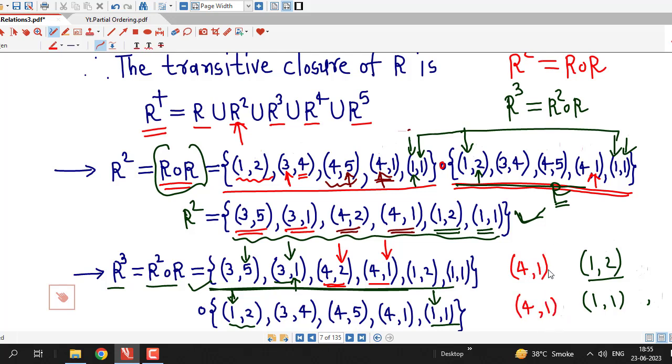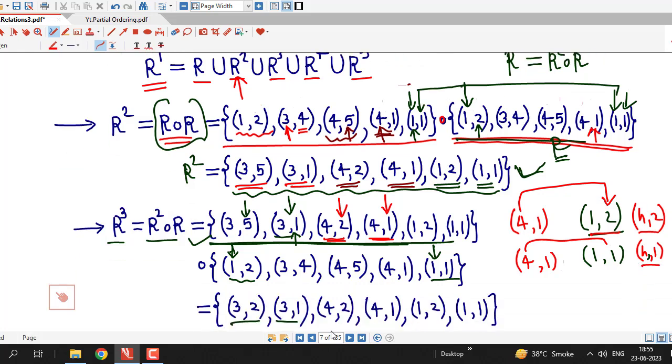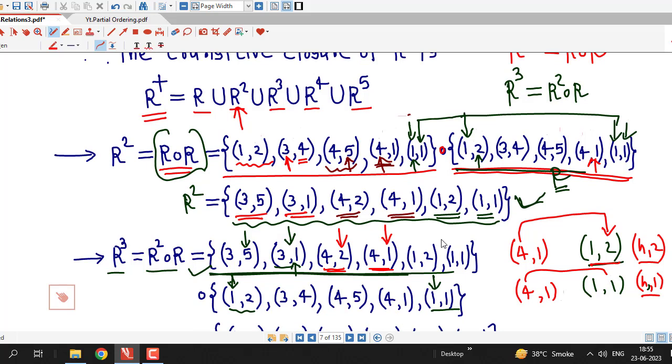So you can see 4 1 belongs to R2 and 1 2 belongs to R, and if we combine these two, we should write 4 2 in R3. Similarly, by combining these two, we will have to write 4 1 in R3. So 4 2 and 4 1, that I have to write here, ordered pair 4 2 and 4 1. Then I have to check for first component 2, and there is no ordered pair whose first component is 2.